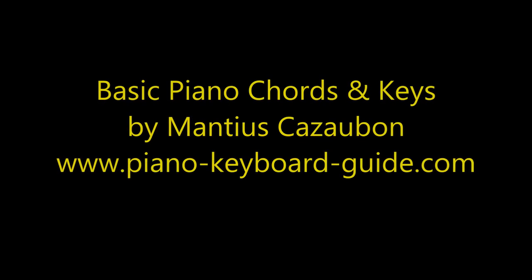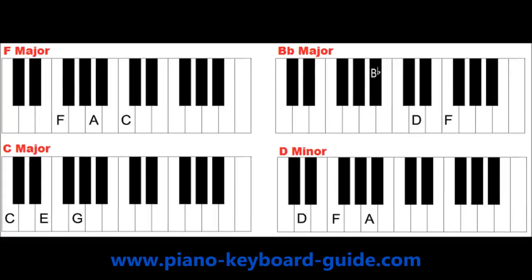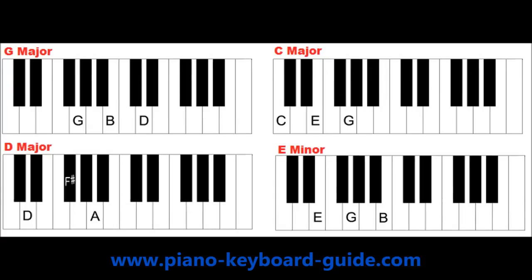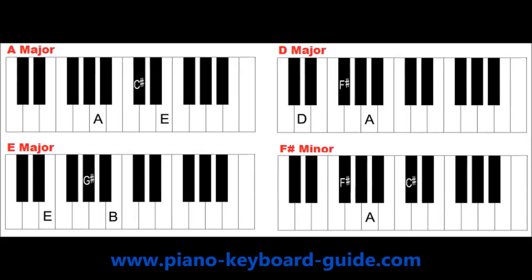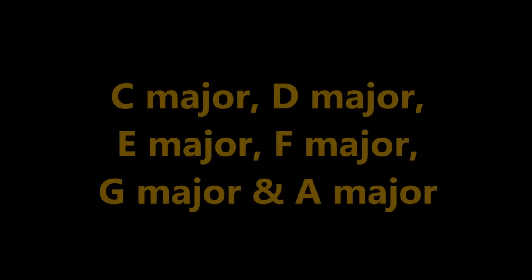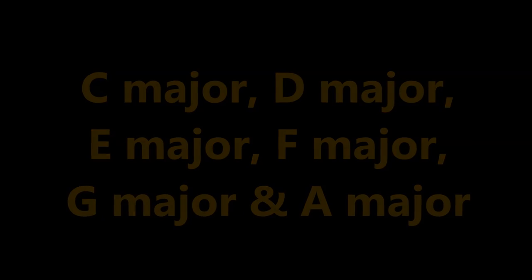Surely, the number of chords that exist can seem overwhelming, but you have to start somewhere. You can certainly get by with the chords we will take a look at in this piano lesson. So for now, forget about those complicated chords. We will learn about 6 of the easiest keys to play in on piano. These keys are C, D, E, F, G, and A.